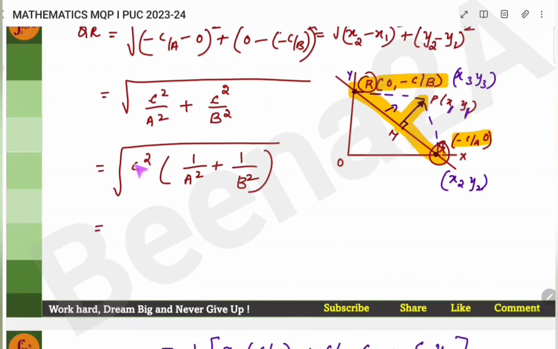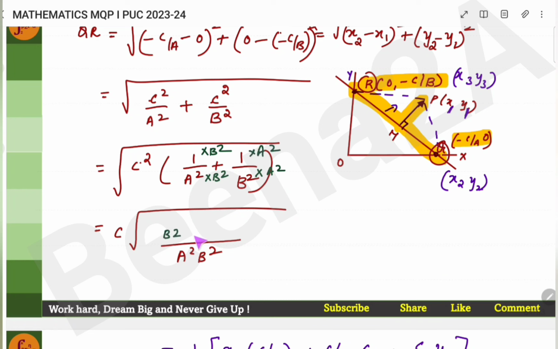I can put this c outside. So c square will become c. And I can take LCM here. LCM would be a square, b square. This will go b square times. This will go a square times to get this LCM. So I'll get b square plus a square. Now I'll take this outside. If I take this AB outside, it will become c by AB square root of a square plus b square. Now let's call this equation 2.